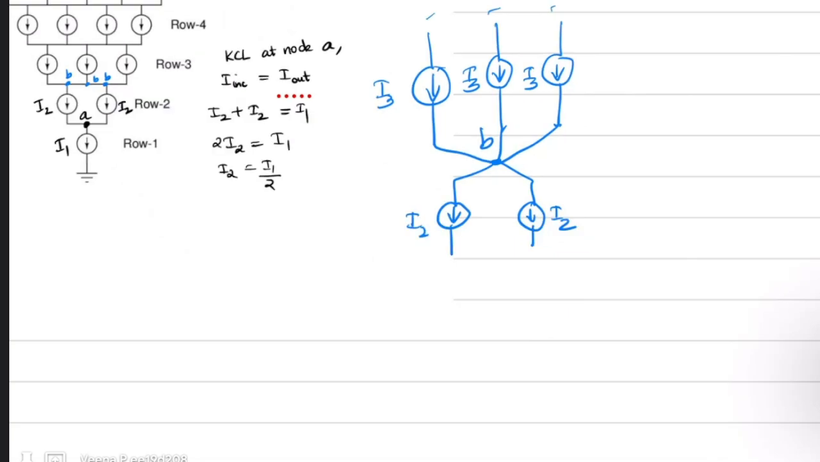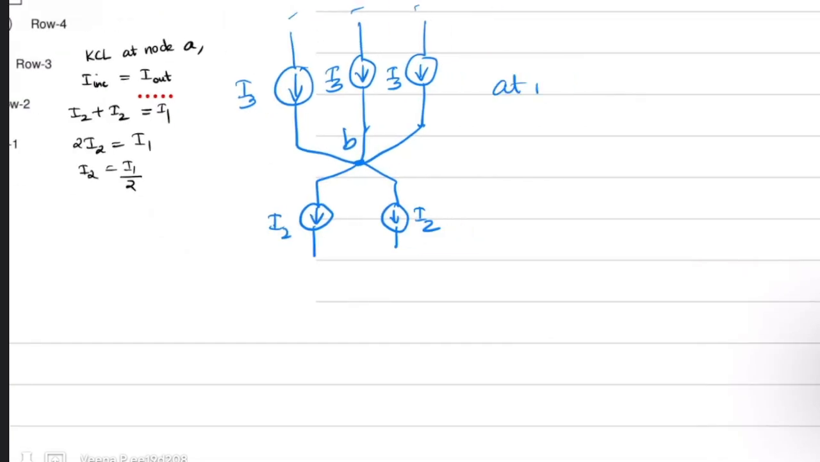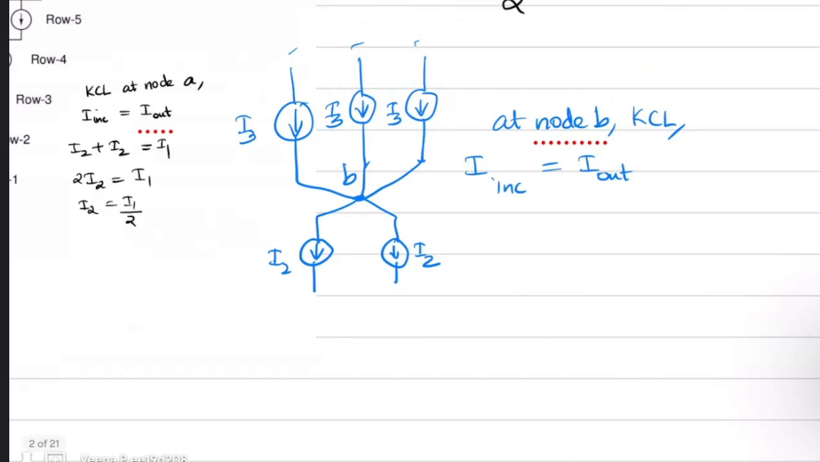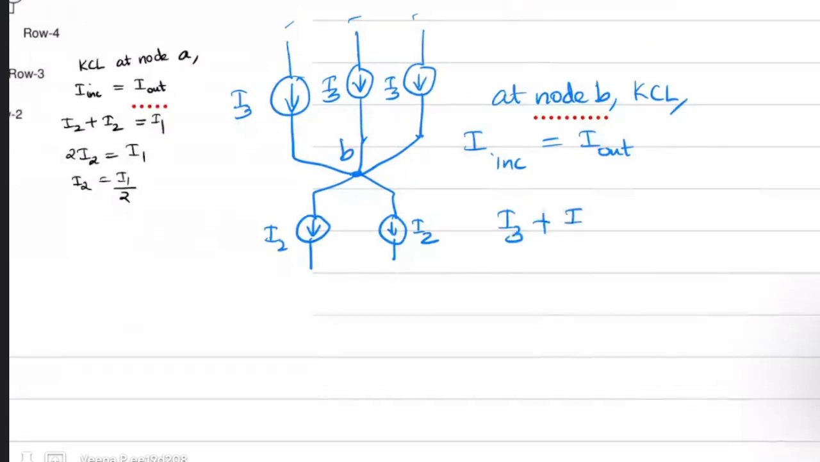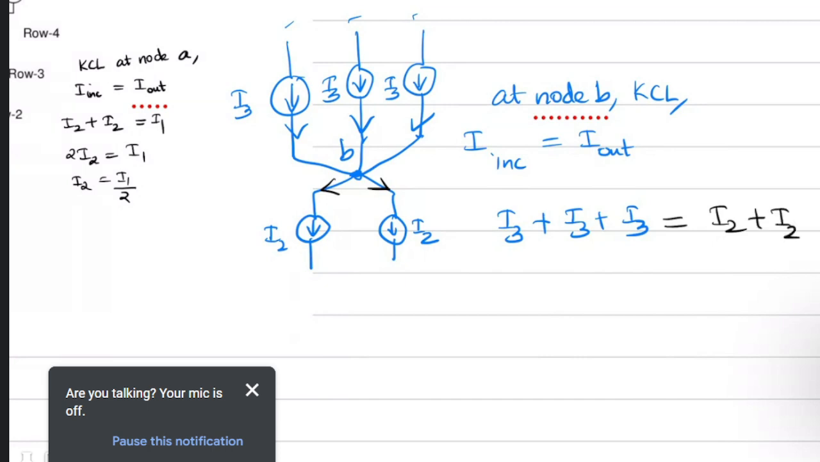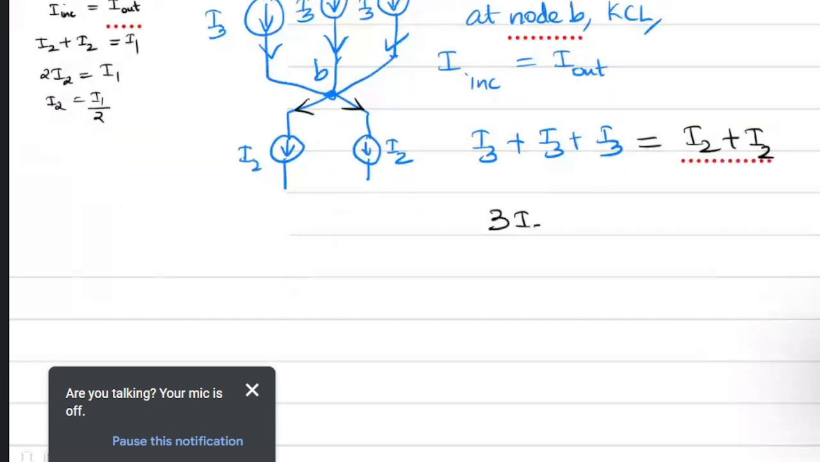Now, if this is the case, at node B, if you apply Kirchhoff's current law, the incoming currents are same as the outgoing currents. So what are the incoming currents? I3 is incoming, I3 is incoming and another I3 is incoming. These 3 currents are coming to the node. But from the node, 2 I2s are leaving. So this is same as I2 plus I2, which means 3I3 is equal to 2I2.